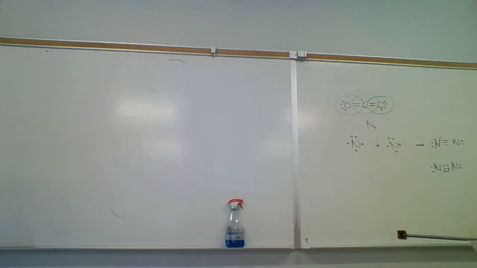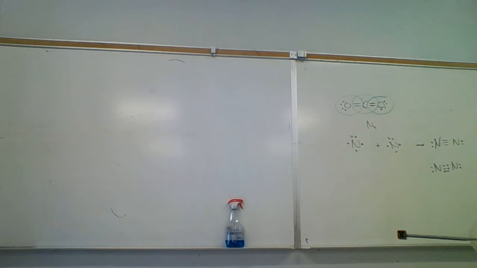Step 1, count the total number of valence electrons. Adjust for charge on ions. Okay, so the total number of valence. Carbon has how many valence electrons? Oxygen? And we have 2 oxygens, so that's a total of 6. And there's no charge, so we're not missing any electrons, or we don't have any extra electrons. And so this is a total of 16 electrons. So the total number of valence electrons is 16.